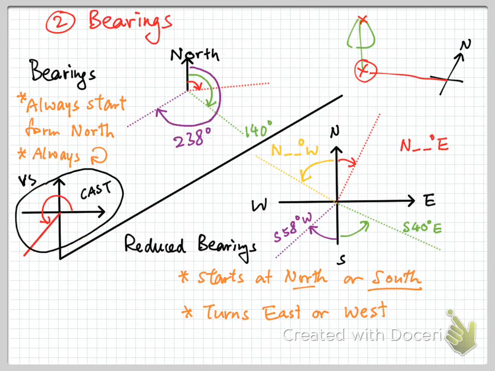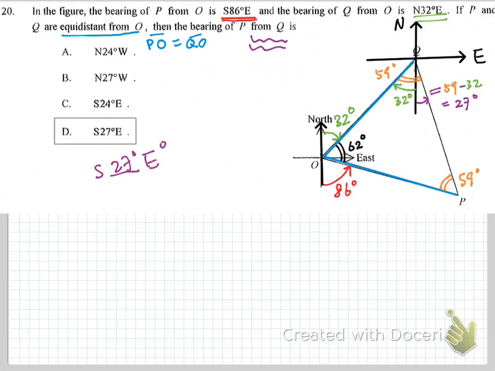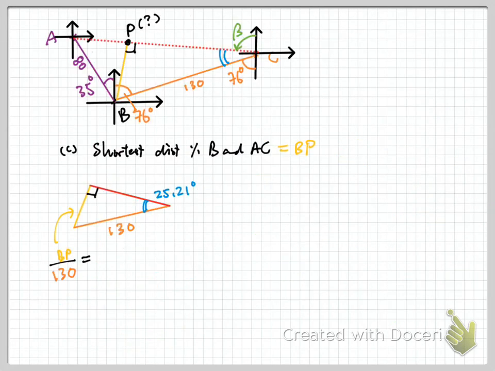Let me go back to the page. I just clicked on the wrong place. All right, good. So we can use sine ratio to get this. This is sine 25.21. So we have the shortest distance between them equals that, which is 55.4 kilometers. That is the answer for this one.